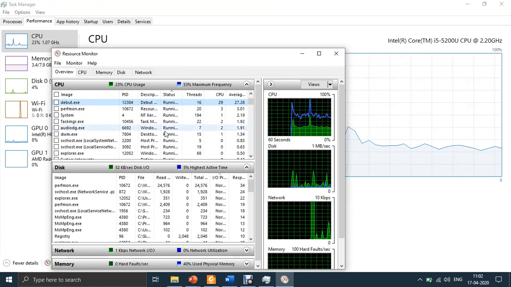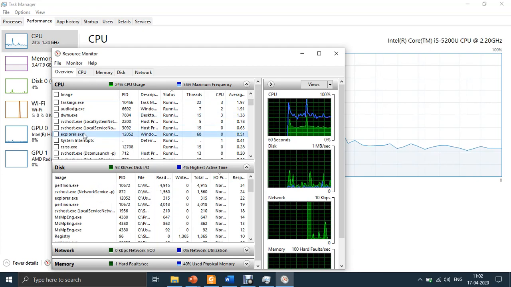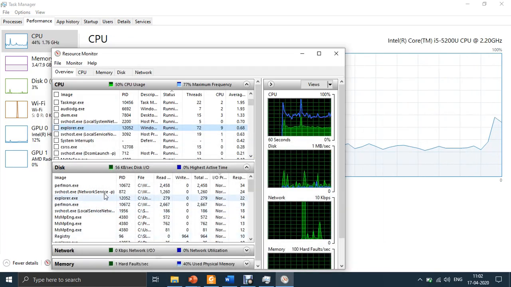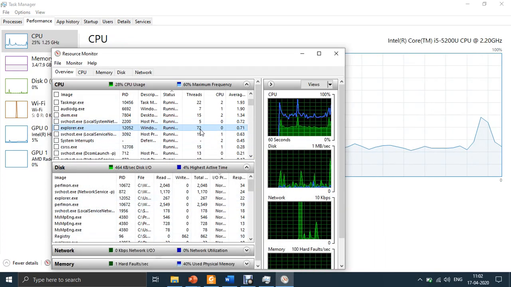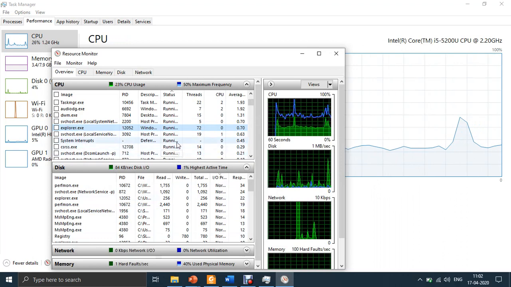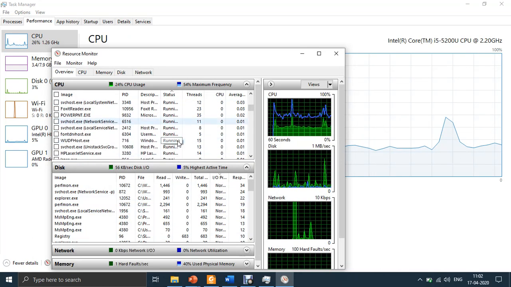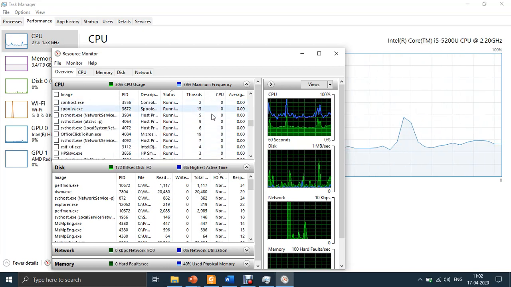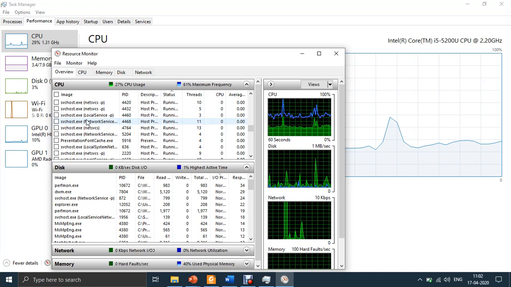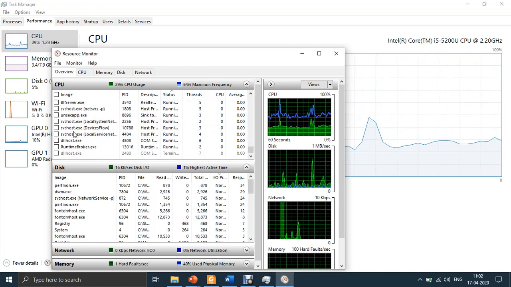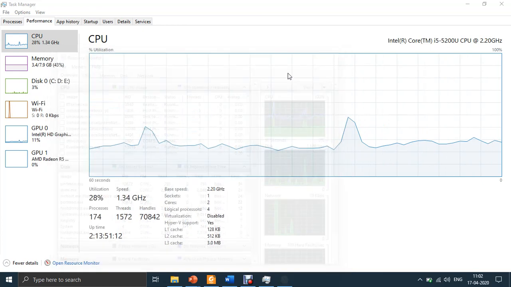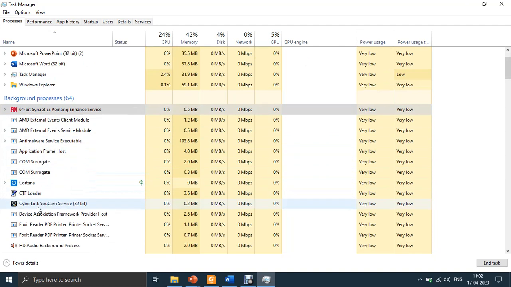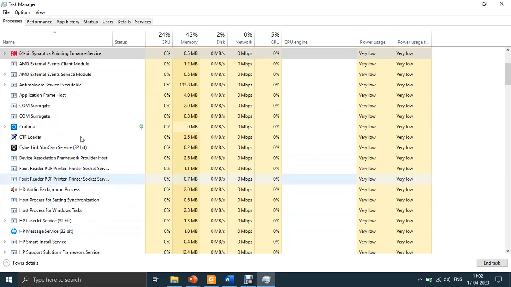Next, Explorer. Explorer means the Windows Explorer I opened here. See, this is the Explorer. How many threads does it have? 72, and it keeps on varying. So hope you got the idea of what is a process, what is a thread, and how the processes and threads are organized. You can see how many threads are there for each process. These are the processes, and there will be background processes running even though you don't open them, because these are required for proper functioning of the operating system.